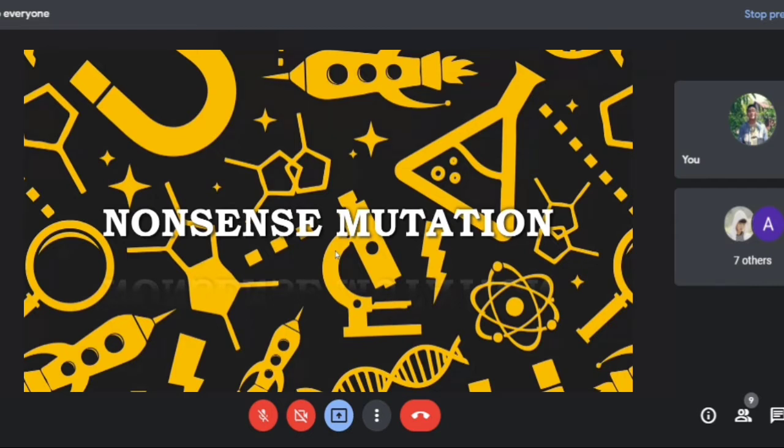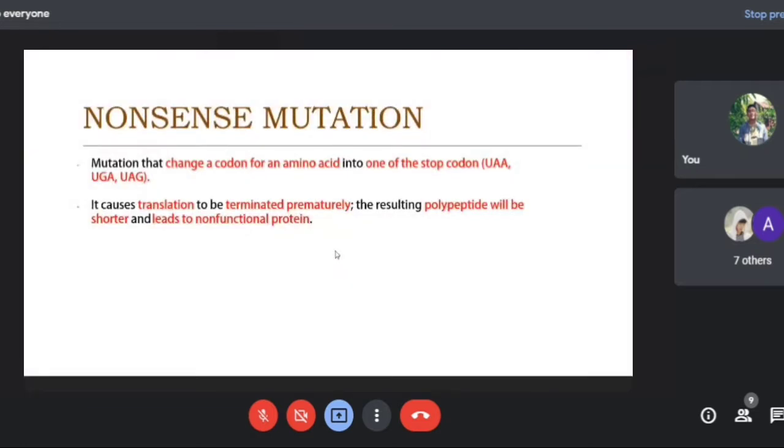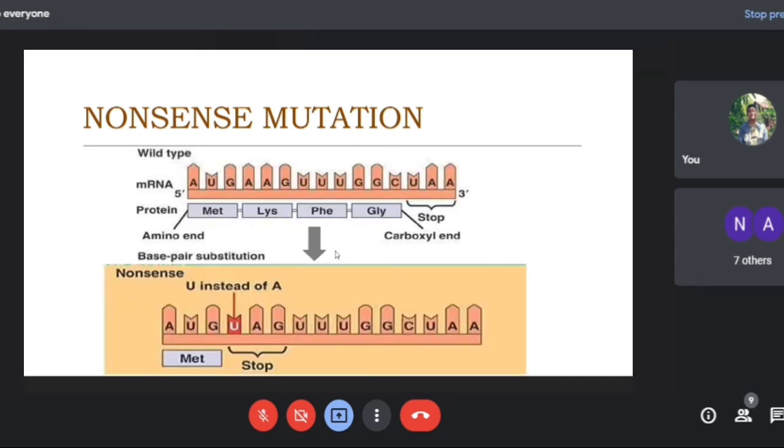Thank you, Aruna. I am Navinasri here. I will present about nonsense mutation. Nonsense mutation is the mutation that changes a codon for an amino acid into one of the stop codons, UAA, UGA, or UAG. This mutation can cause translation to be terminated prematurely, and the resulting polypeptide will be shorter and leads to non-functional protein. Here, the wild-type DNA suffers a change in one base pair where base A changed to base U. This results in the appearance of a stop codon in the new mRNA and causes the premature synthesis of the polypeptide. Thank you.